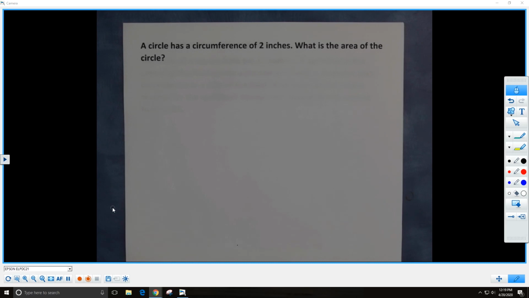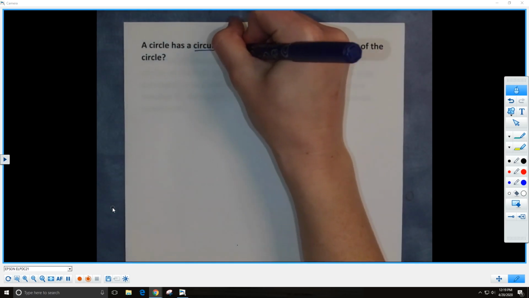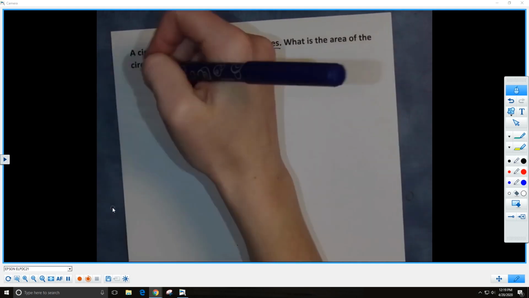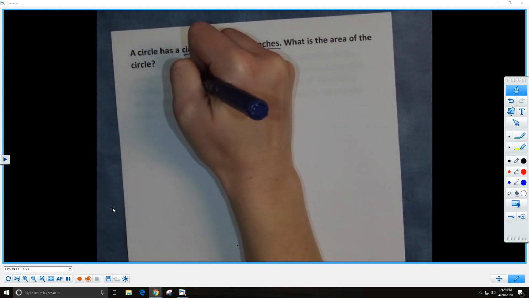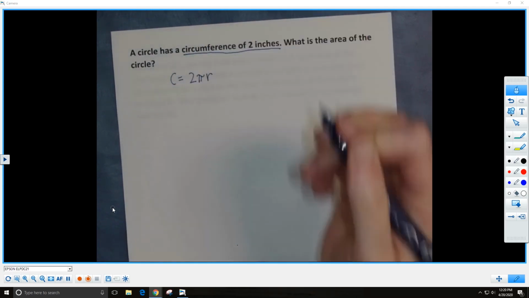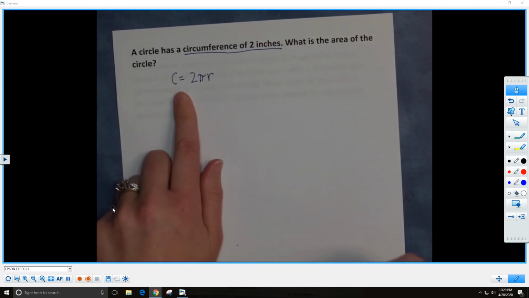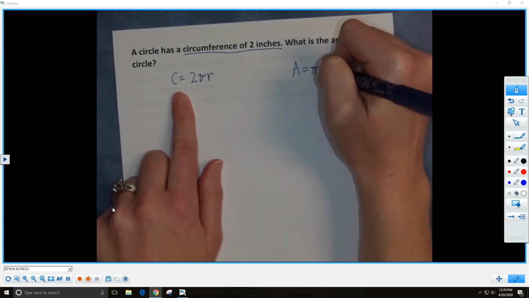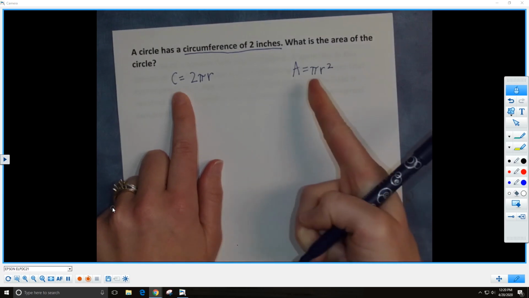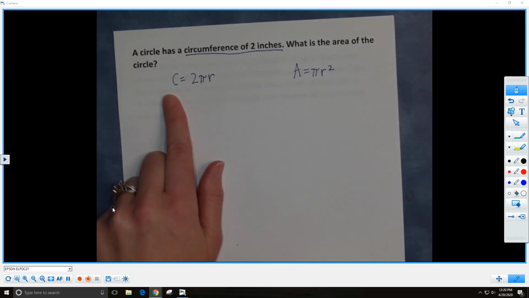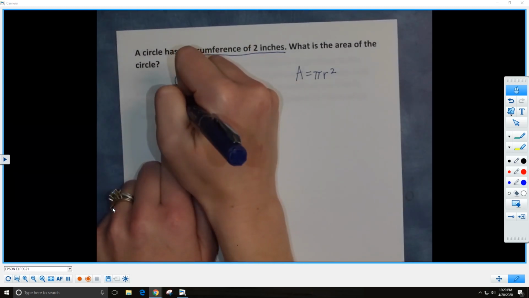Okay, so we know that the circumference is 2 inches. We know that the circumference is 2 times pi times the radius. And so we can use that to find the radius, because remember, if we're trying to find the area, the formula is pi r squared. And so we need the radius, so we're going to use our circumference to find the radius. So we know that the circumference is 2.